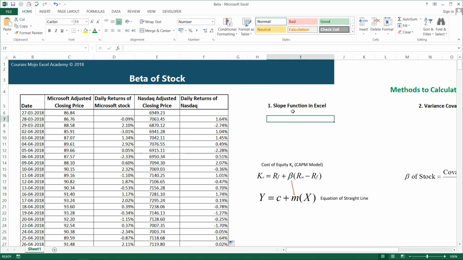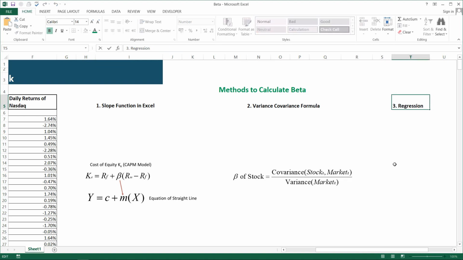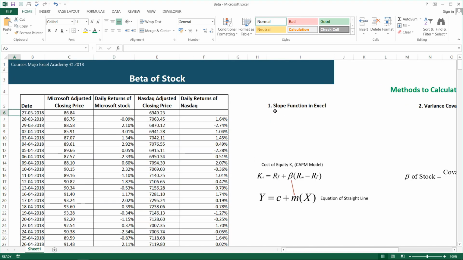There are 3 methods to calculate beta. First is slope function in Excel. Second is statistics formula of covariance and variance. And the third is regression. First method, slope function. Before describing the slope function to calculate beta, let's see why we are using slope function.